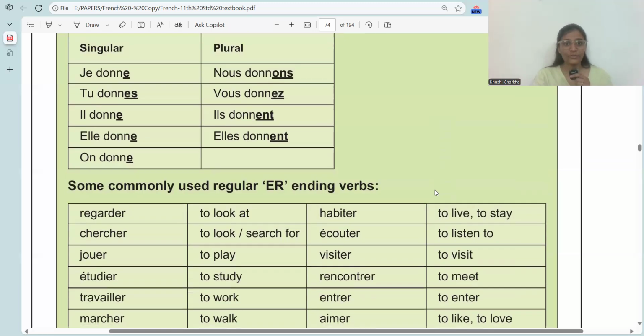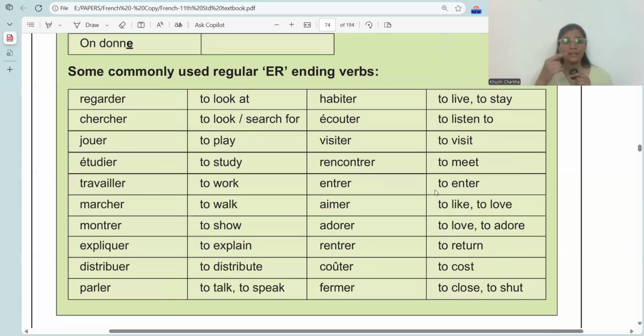Now I'm giving you some short homework. This is a list of the commonly used ER ending verbs. Very basic. Each and every meaning should be known to you in the 11th standard itself, so that it is easier for you to study in the 12th standard. Many people do not learn the vocabulary, and then it is really difficult to solve the papers.